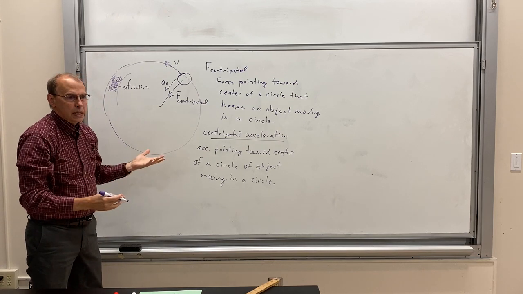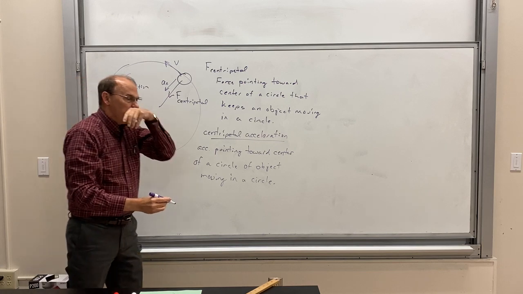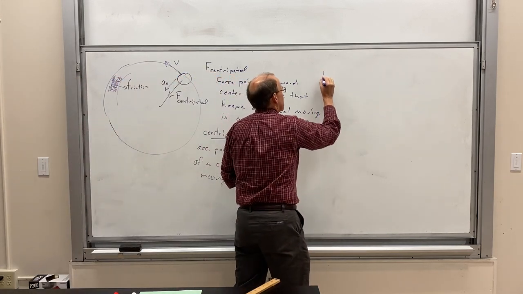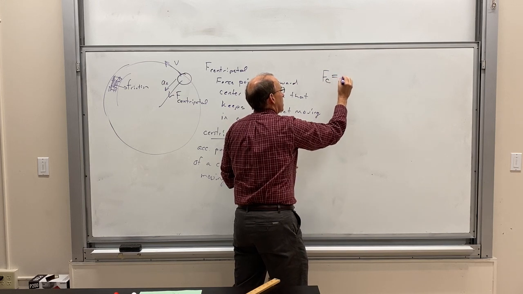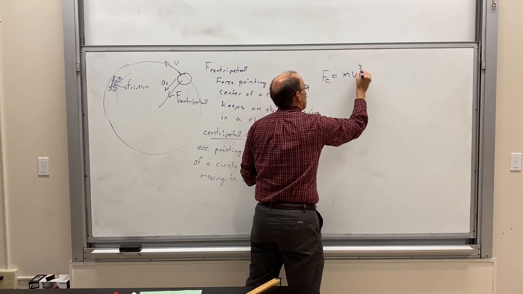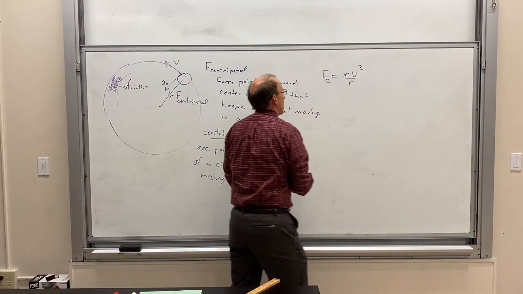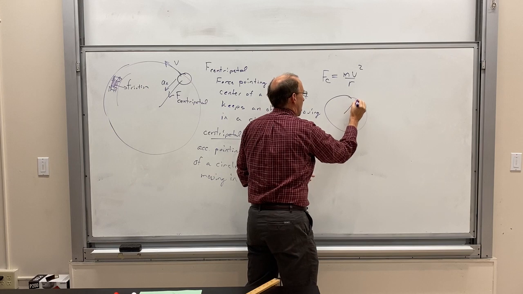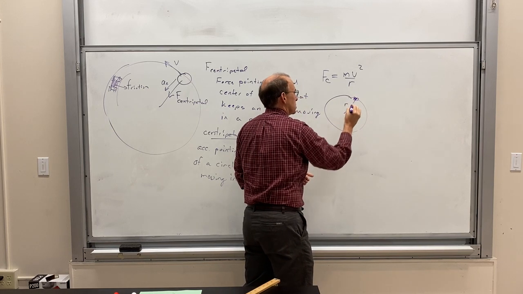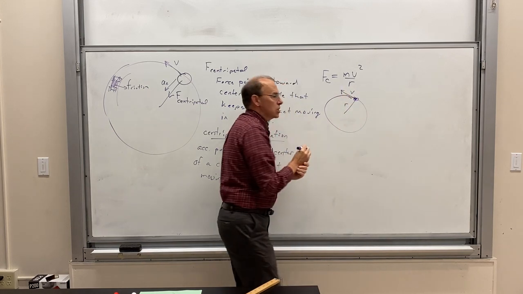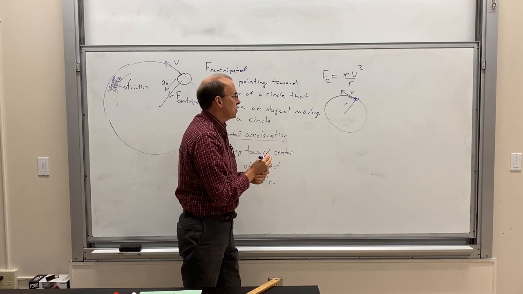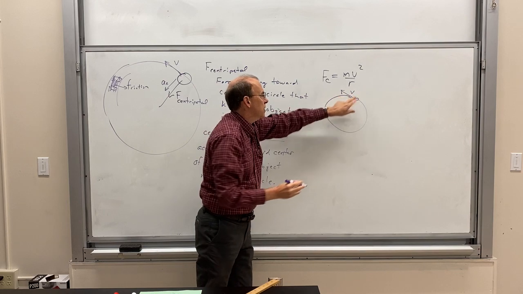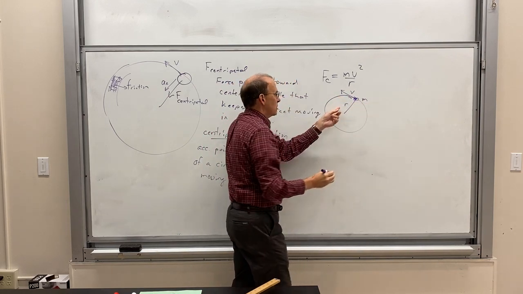Now, how big is this force? I'm not going to derive it. I'm just going to state for you that the amount of centripetal force you need for an object to move in a circle is m v squared over r, the radius of the circle. You've got a circle here, an object moving in a circle, this is its radius, v is the tangential velocity as it goes around the circle, and this is how much force it takes for an object moving at velocity v with mass m, radius r to move in that circle.